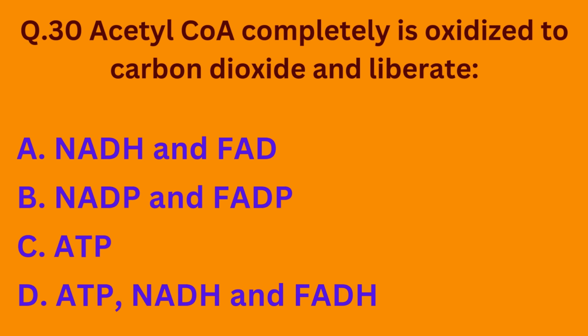Acetyl-CoA is completely oxidized to carbon dioxide and liberate option A NADH and FAD, option B NADP and FADP, option C ATP, option D ATP, NADH and FADH. So the correct option is option D. Acetyl-CoA produces carbon dioxide and ATP, NADH and FADH.